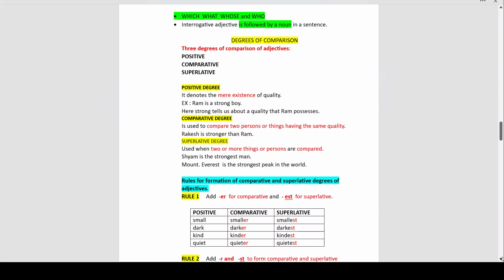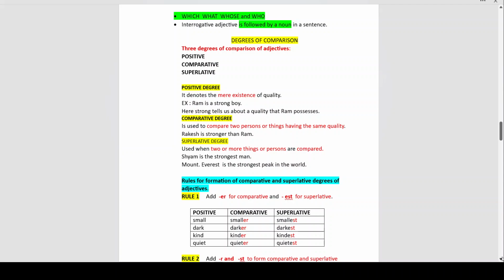Next, we will come over to degrees of comparison of adjectives. Now, students, there are three degrees of comparison of adjectives: positive, comparative, and superlative. Positive degree, it denotes the mere existence of quality. Like any word which is a describing word is the positive degree.